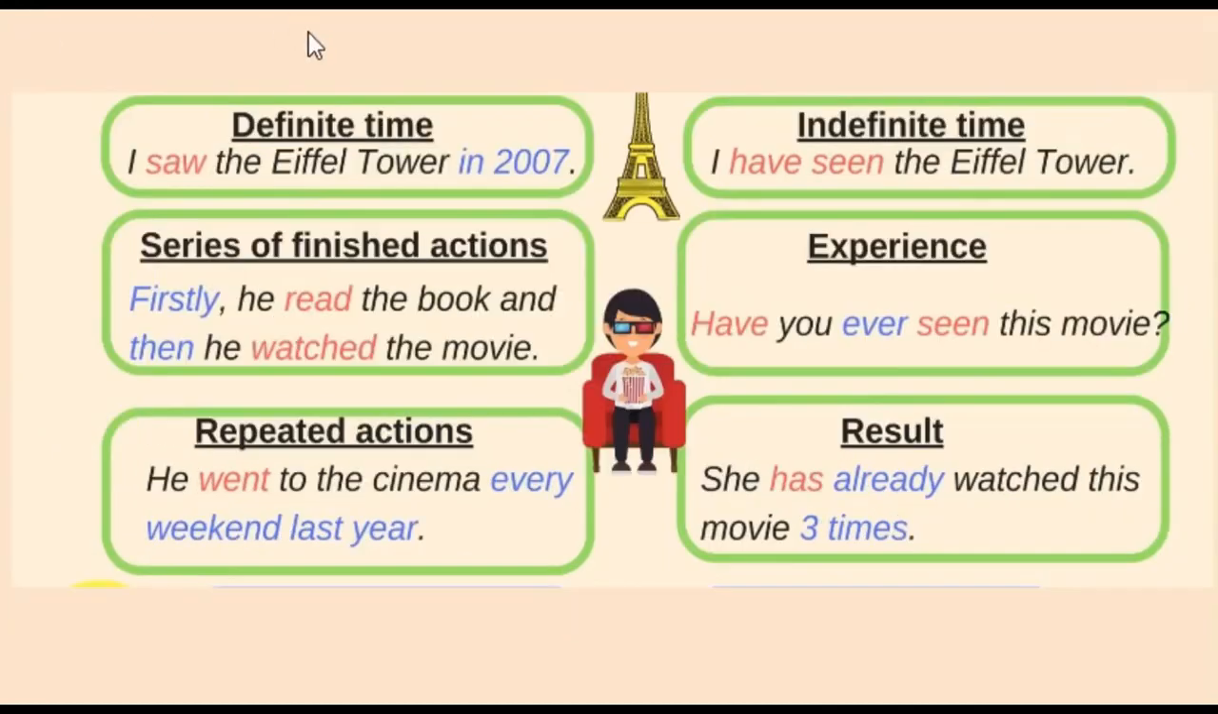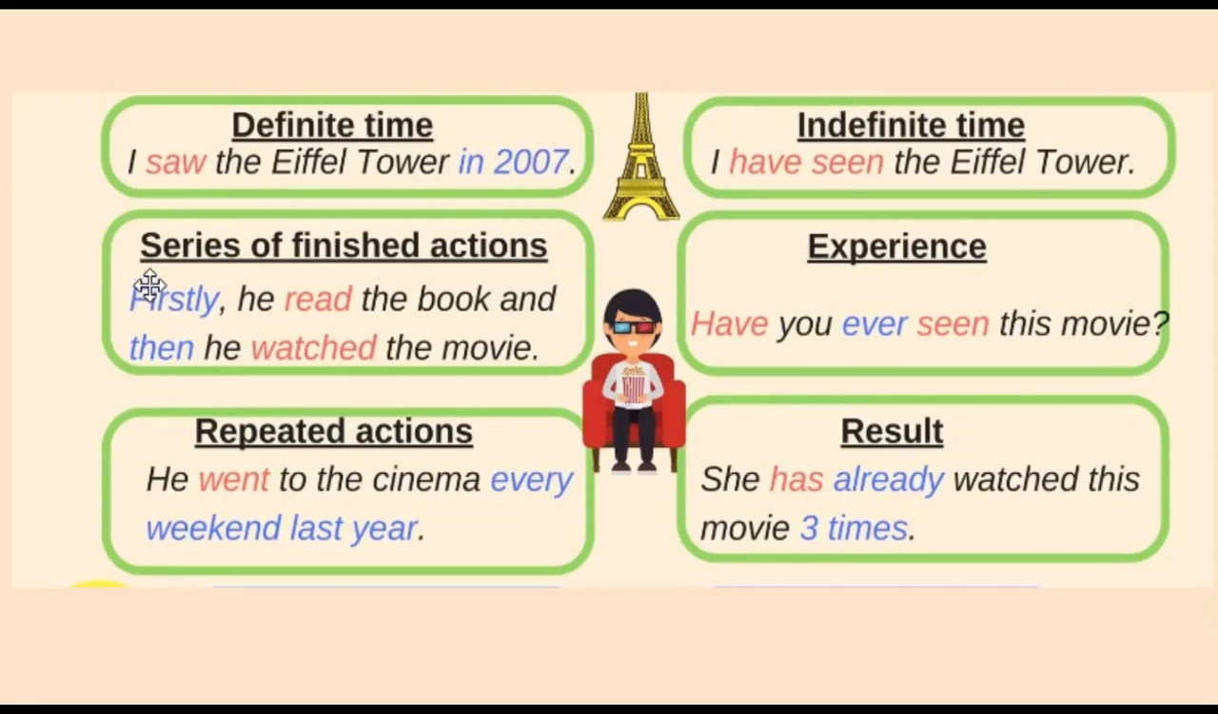Let's go to the next past simple. Definite time but short action. One point, one moment in time, but the time is stated here. I saw the Eiffel Tower in 2007. So, when? In 2007, we see the time. This time is in the past. The action is finished. Past simple.